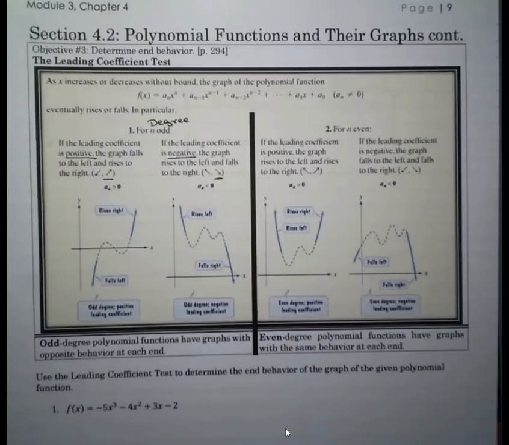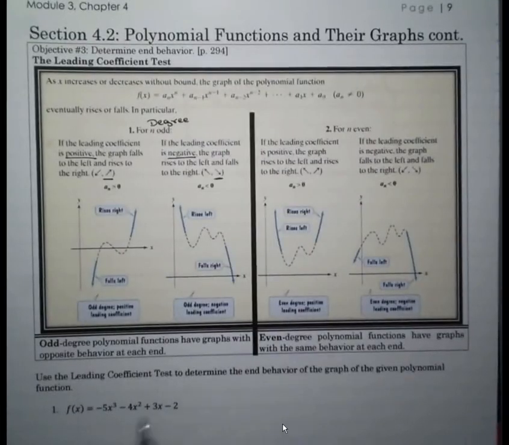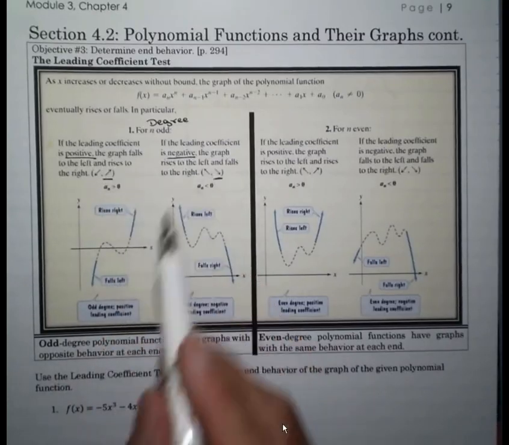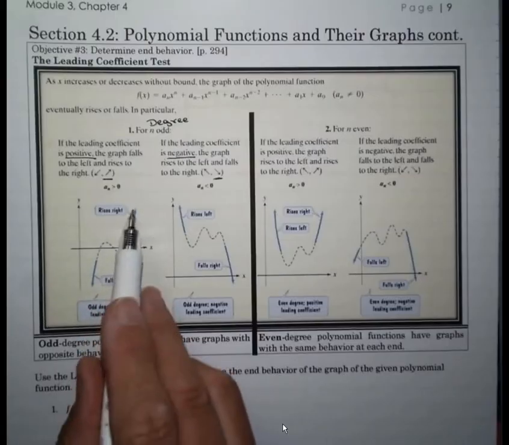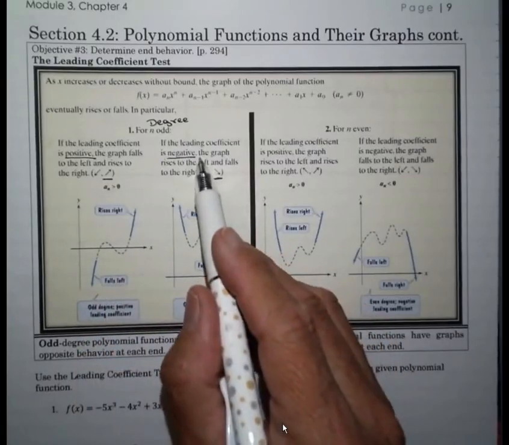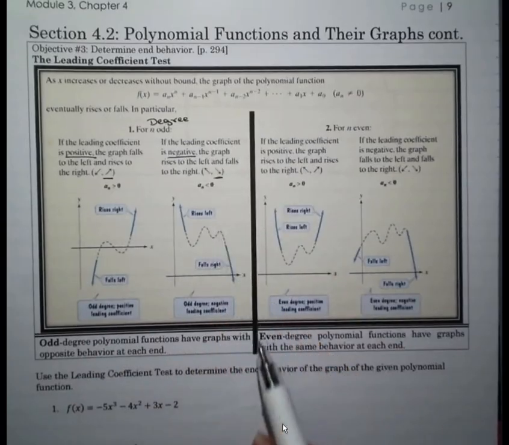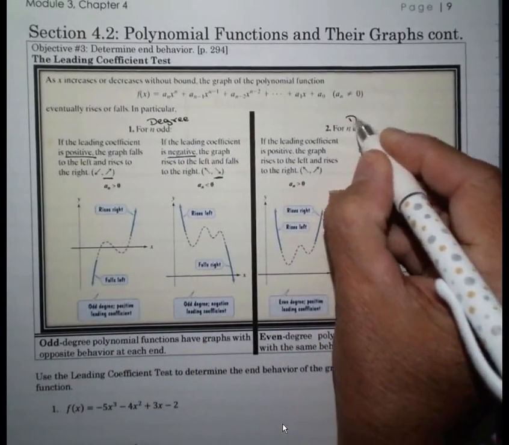Give me just a second, because I do want to focus this in for you a little bit better. Okay, so odd degree polynomial functions have graphs that have opposite behaviors at each end. That's what we expect from odd degrees, opposite behaviors. If it is a positive leading coefficient, we expect the end of the graph to go up. If it's a negative leading coefficient, we expect the end of the graph to go down. Now let's look at it when we have a degree that's even.